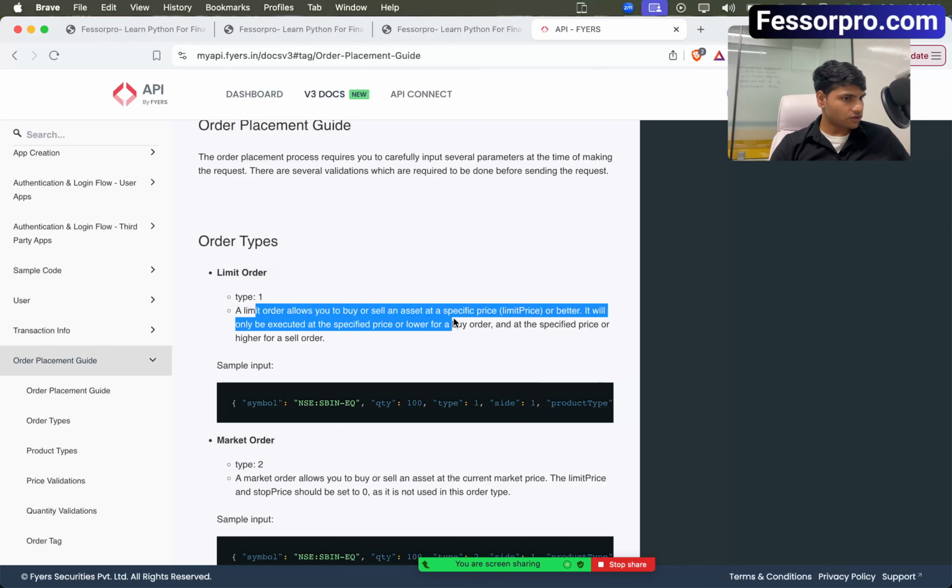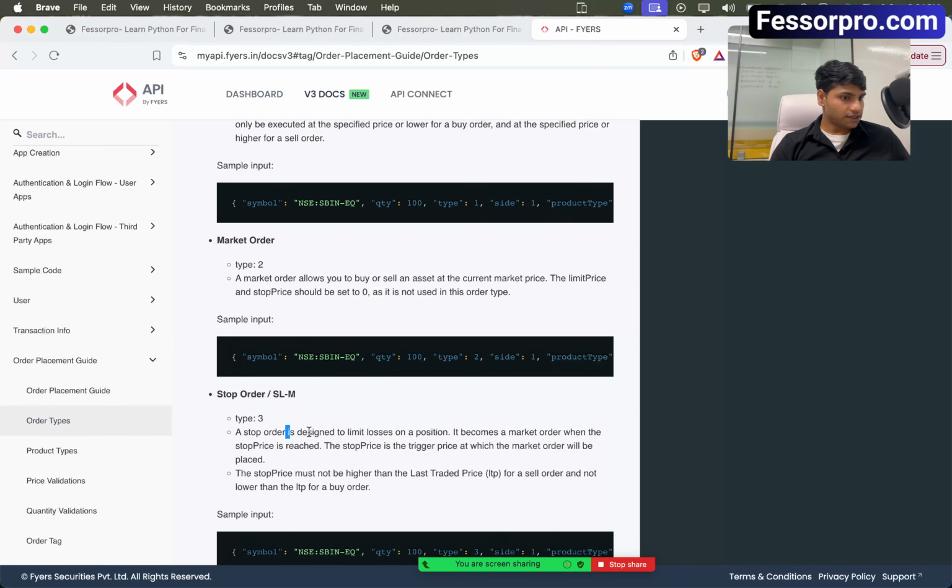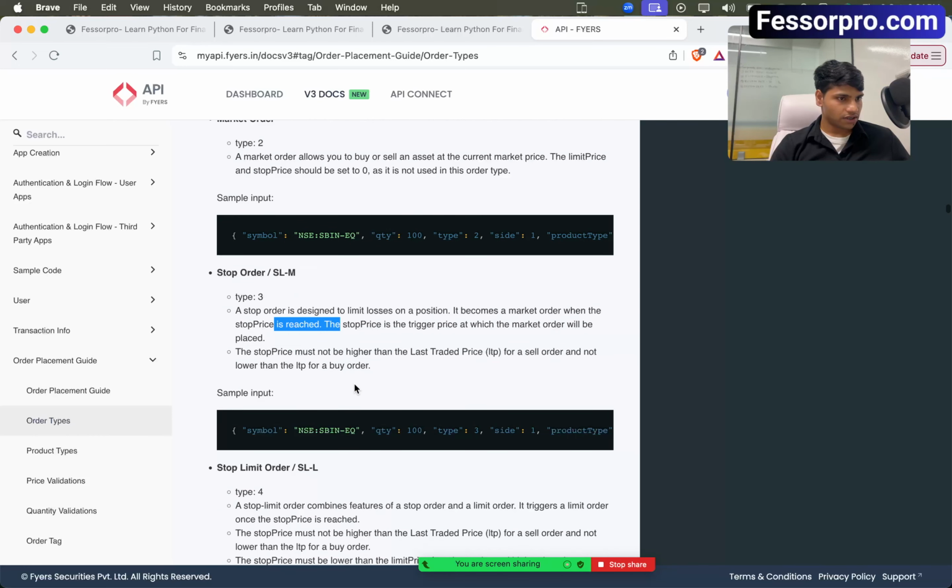A limit order allows you to buy or sell an asset at a specific price or a better. It will only be executed at the specified price or lower for a buy order, and at the specified price or higher for a sell order. Market order, easy. A stop order is designed to limit losses on a position. It becomes a market order when the stop price is reached. This is what a stop order is.